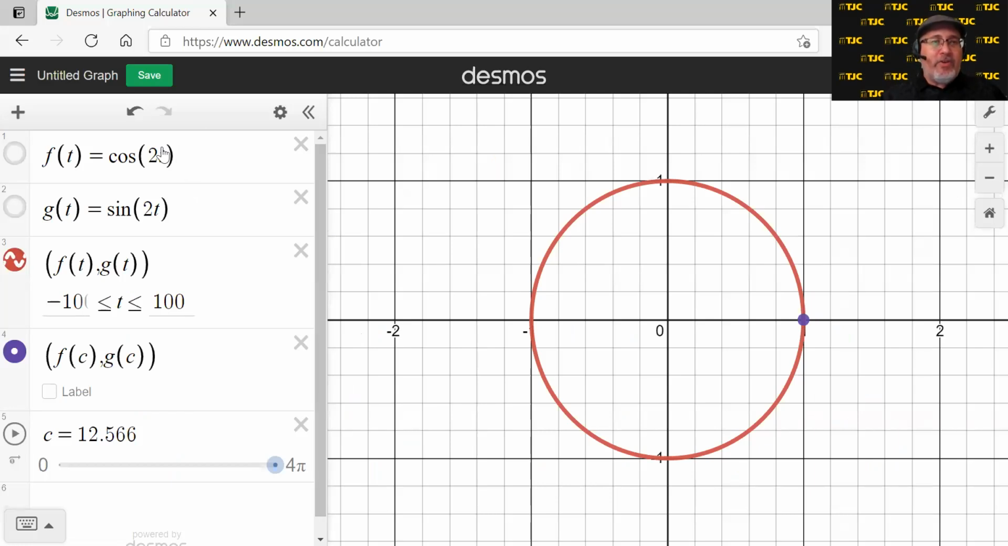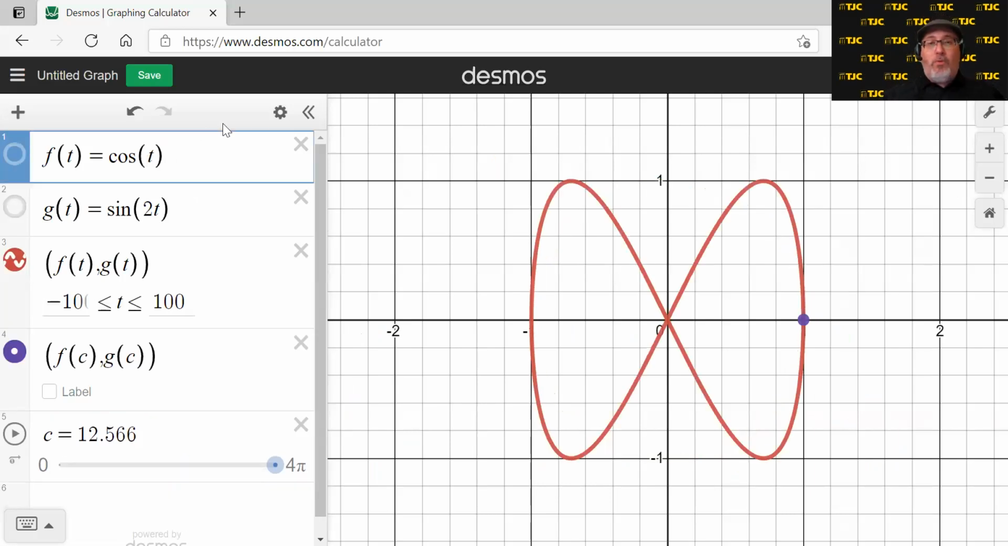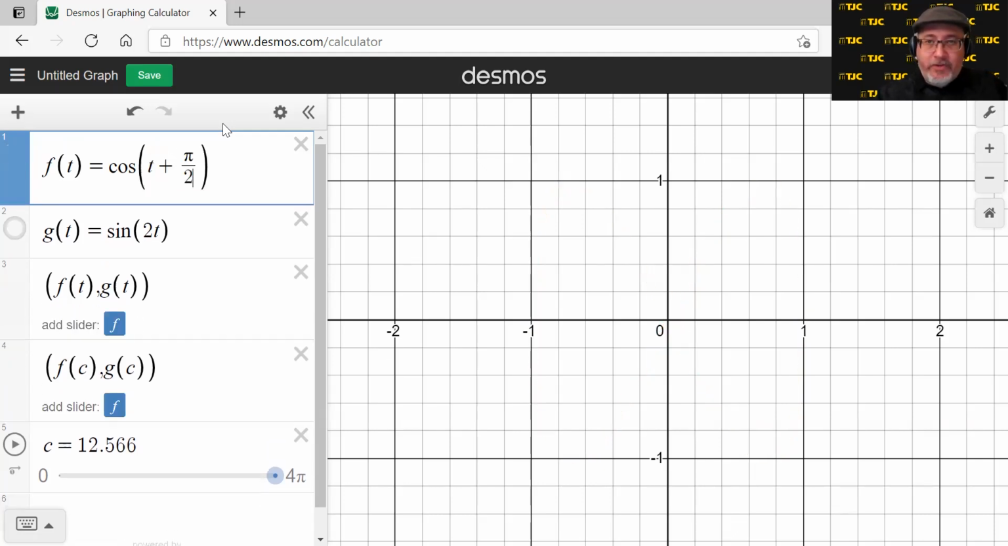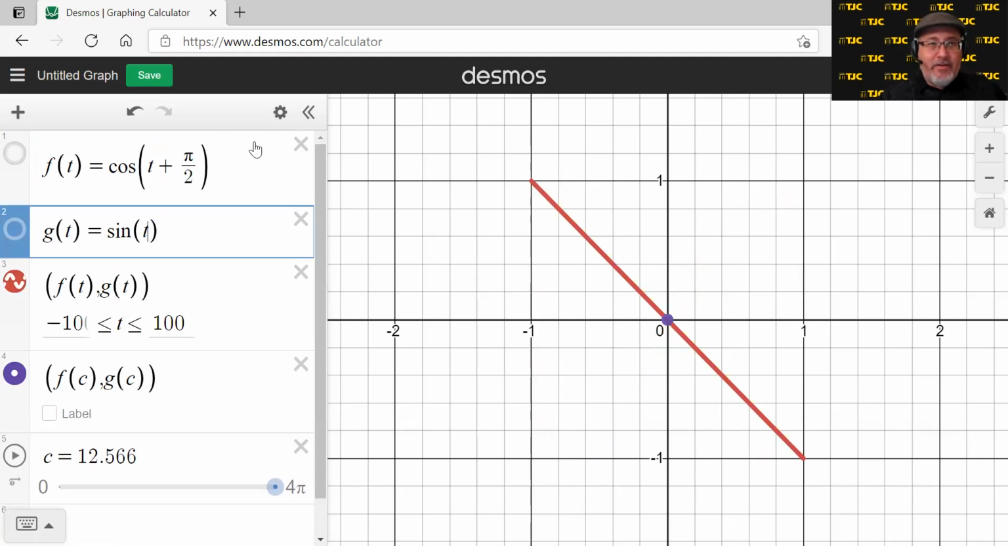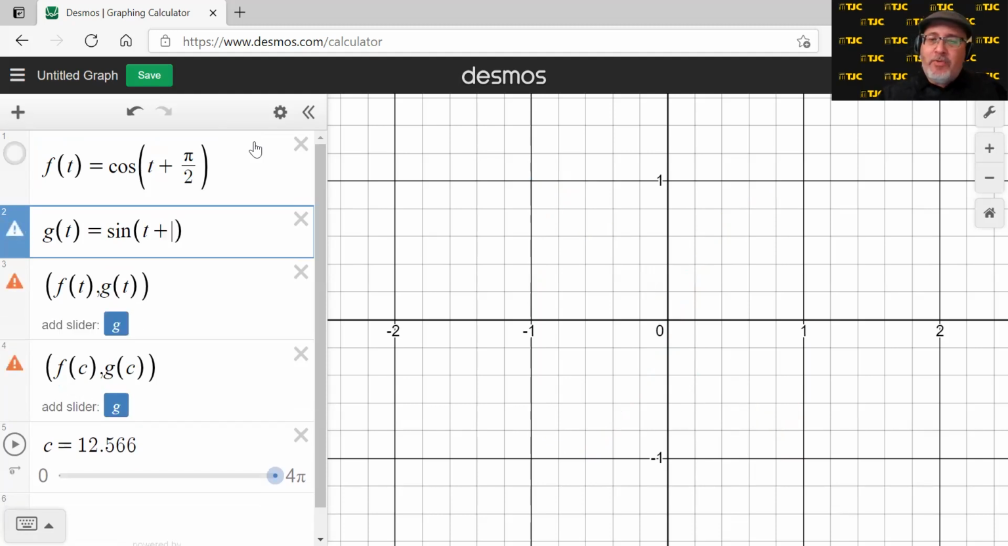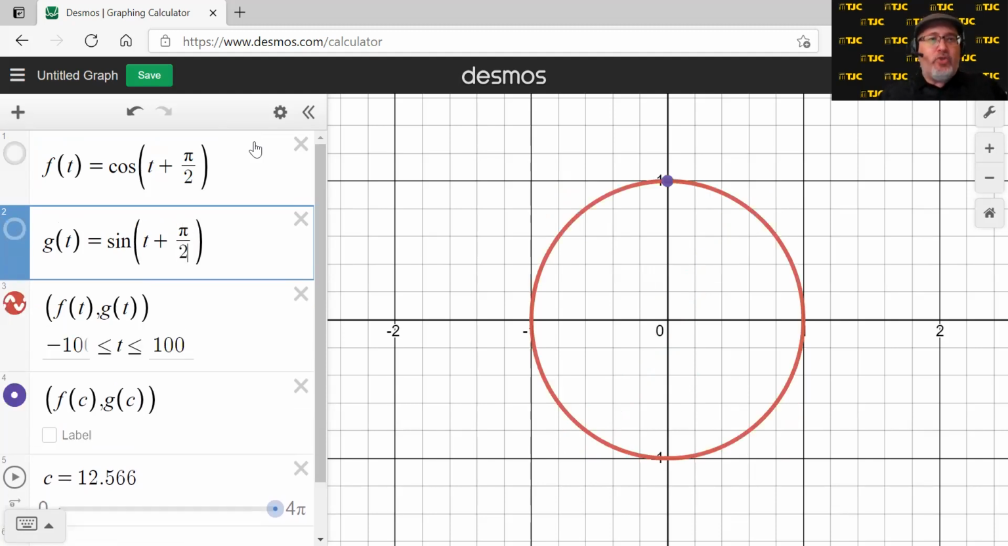All right, so we have cosine of... whoa, that's cool, plus pi over 2, and sine... interesting. It's the line segment we saw earlier, except with a slope of -1, plus pi over 2. And we're at the end of our trip, so let's go back to the beginning.